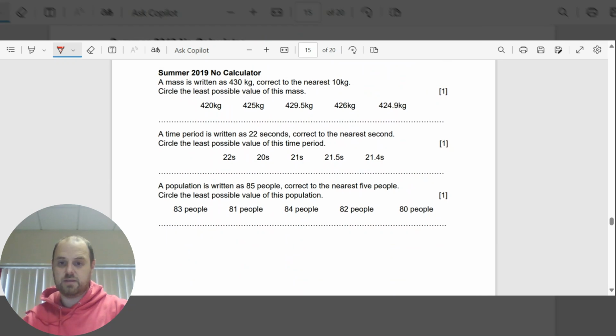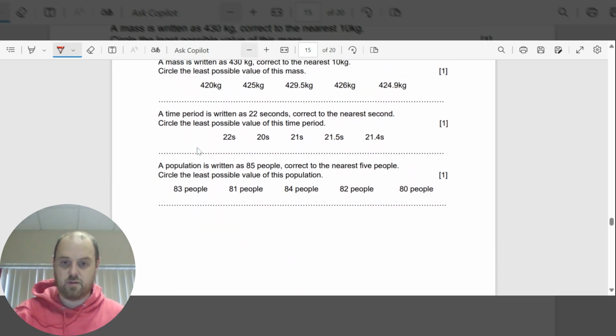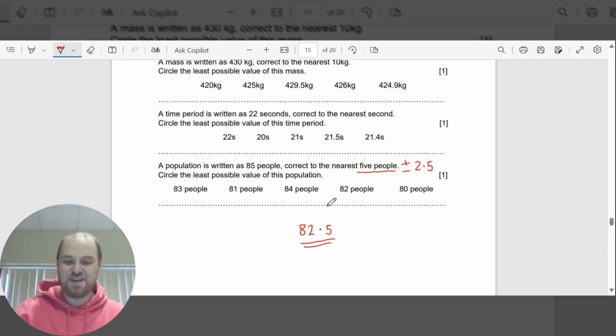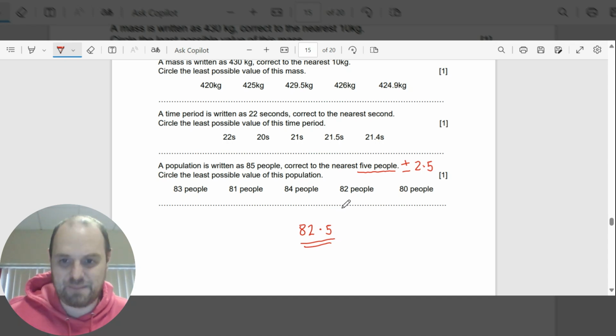Okay, now using that, you can do this. I thought this one was interesting, though. Okay, a population is 85 to the nearest 5. So what some people have gone is, well, the lowest there would be 82.5 because we've taken away half of 5, which is 2.5. However, because we're talking about people rather than kilograms or centimeters, you can't have 82.5 people, right?